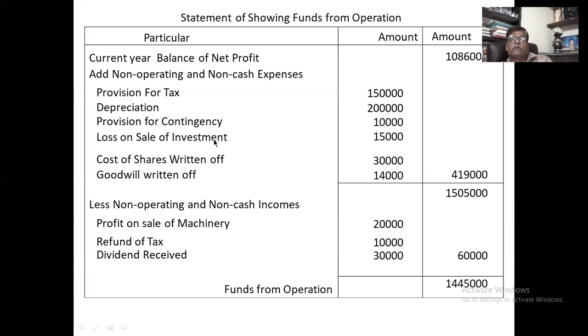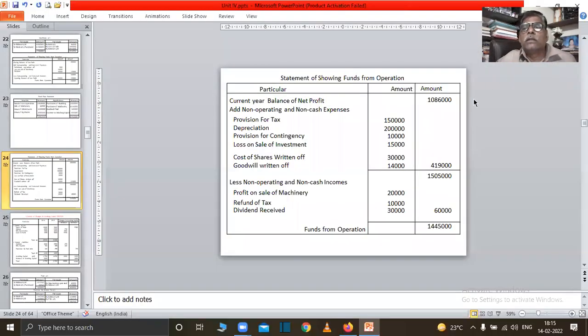Okay, it is a very simple 5 marks question. Okay. Now we go to the 15 marks question.